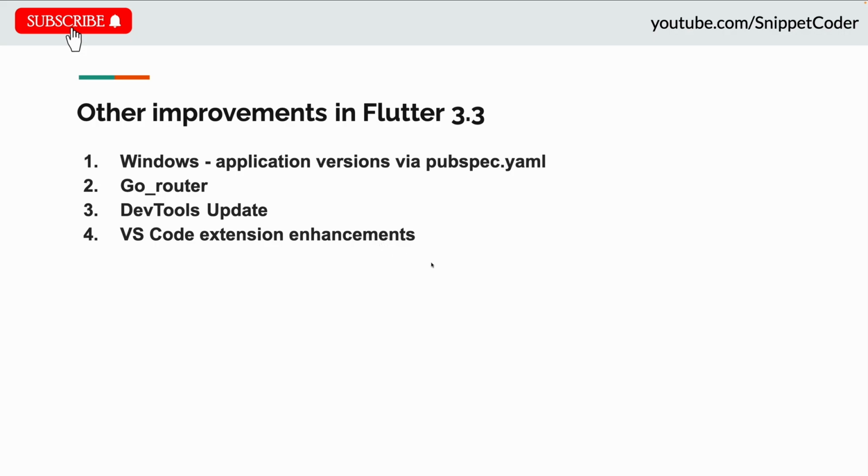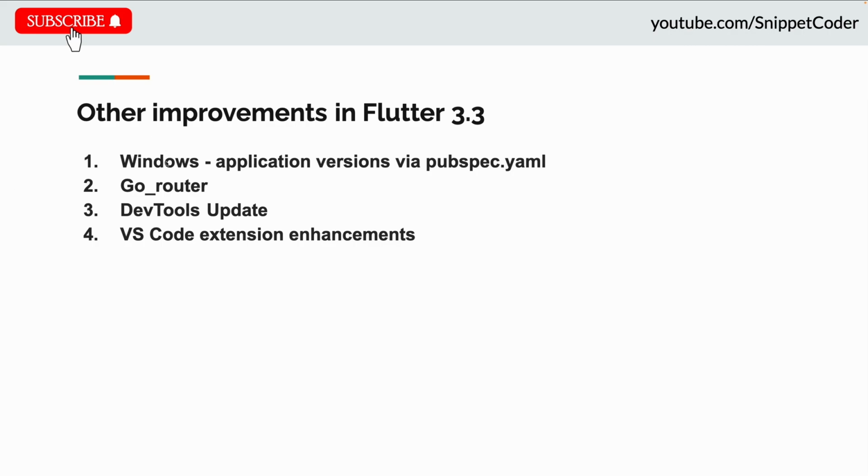The other improvements we can see in Flutter 3.3 include the Windows application version via the pubspec. Right now the Windows desktop application version is set by a separate file, but with this update we can change the version in the pubspec, and that version will be applicable in the Windows application and also in our iOS, Mac, and Android applications.